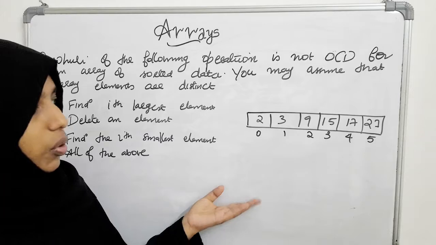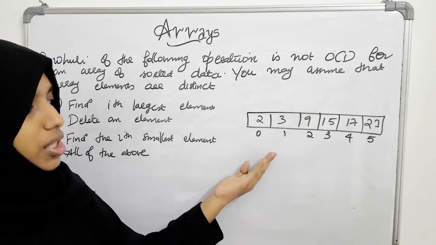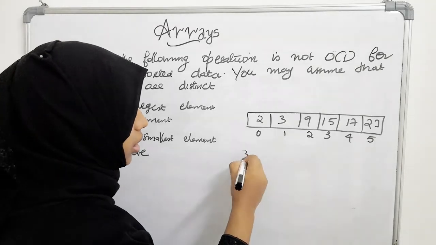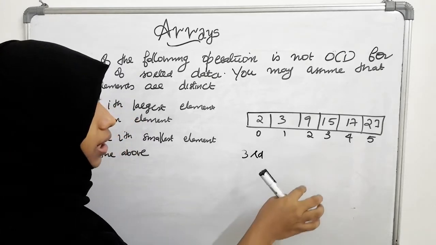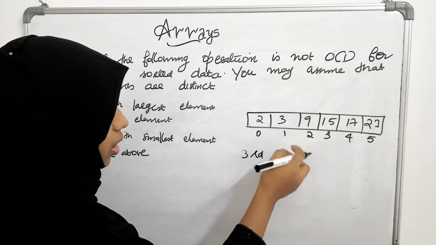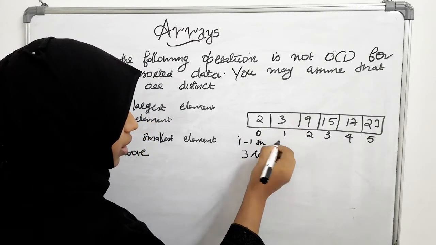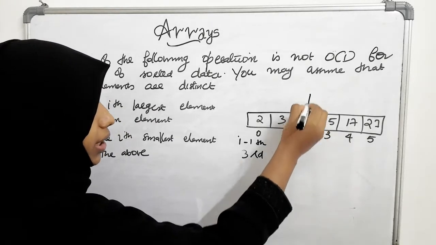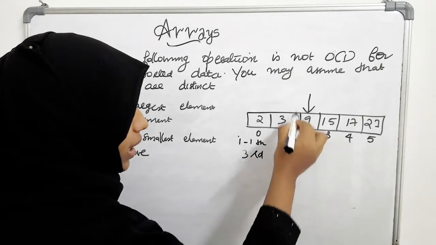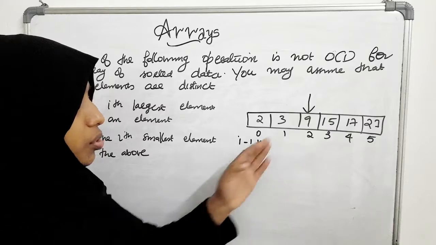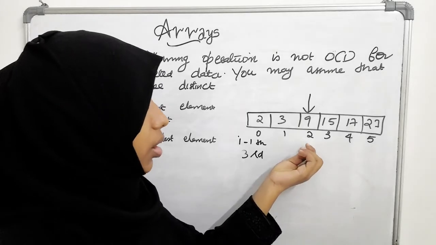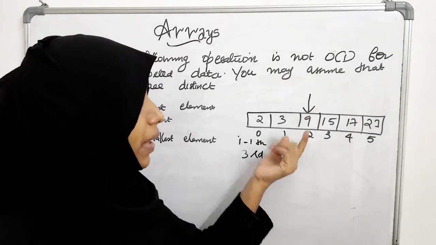See, since the array is sorted, to get the ith largest element, you just have to go to the (I minus 1)th index directly, isn't it? For example, the third largest element in this array is 9, because the array index starts from 0, that is why. So we just have to directly reach the (I minus 1)th index. If it is the third largest element, you can directly go to location index 2 and retrieve the element.